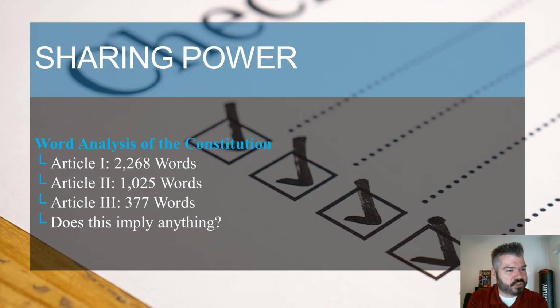Well, 2,268 words. That's a big list. That's a lot of responsibilities compared to 377 words, right? Or Article 2, 1,025 words. It's more than 377, right? So this idea that I'm trying to articulate here is that the framers of the U.S. Constitution intended the U.S. House and the U.S. Senate to have the bulk of the responsibility. Their responsibilities, their powers that they have to deal with this, it's more extensive, right? They've always intended for the Congress to bear the majority of the responsibility.